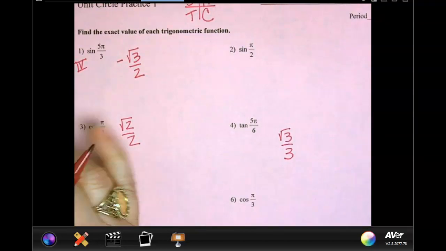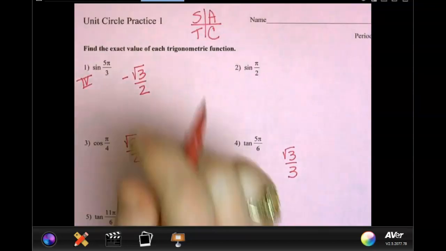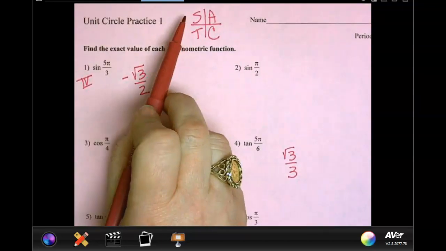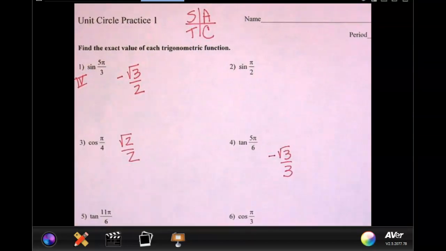5 pi 6 is in which quadrant? The 2nd quadrant. In the 2nd quadrant, is tangent positive or negative? Negative. So your answer is a negative square root of 3 over 3. Do you see how that works? Ask me questions. You got questions?